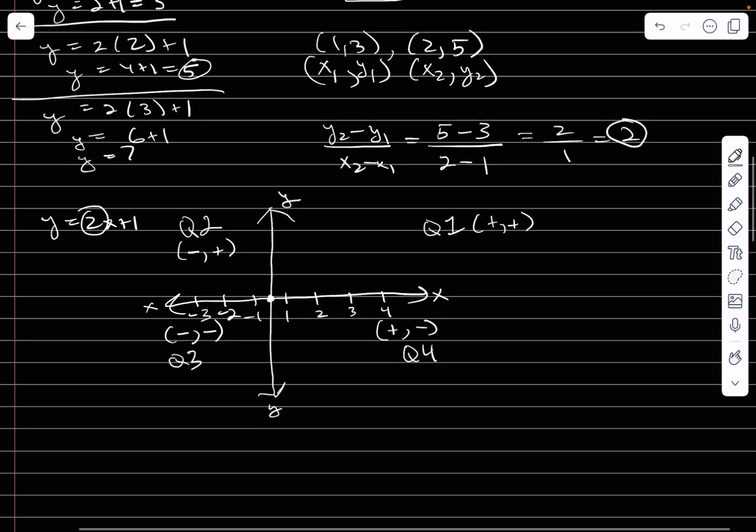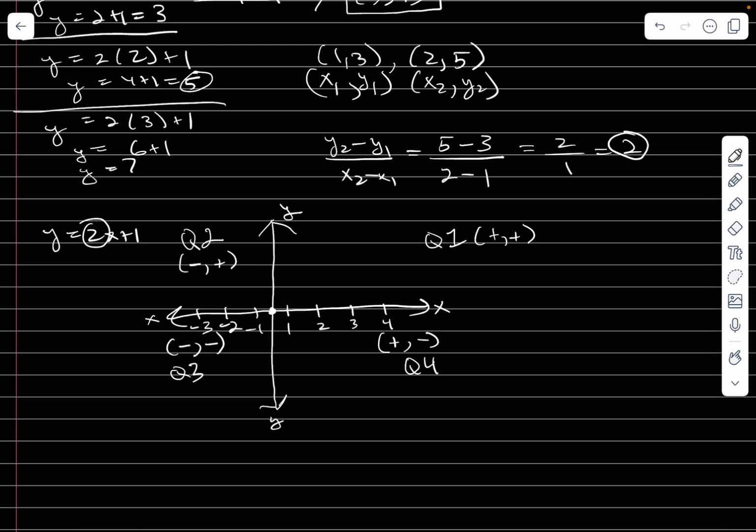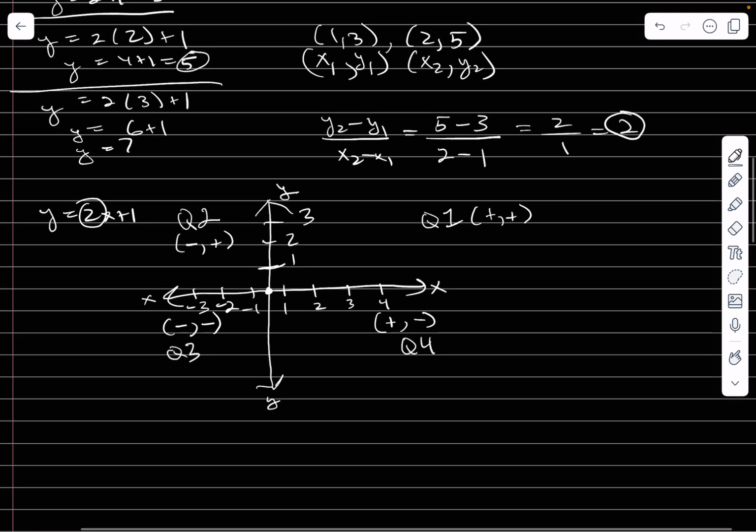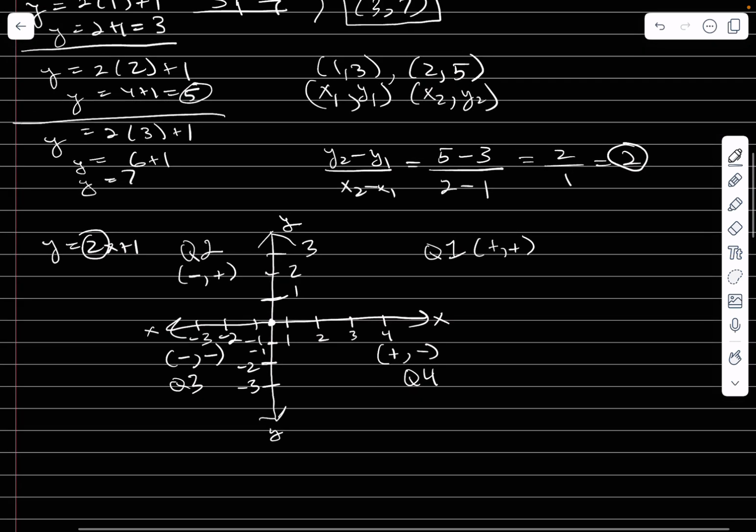Let's now do the y-axis. The y-axis is this vertical axis, while the x is the horizontal right here. So let's go up here. Since we know it's positive in quadrants 1 and 2, we know that it's going to be positive numbers. So we're just going to go 1, 2, and 3. And then here, we're going to go the same: -1, -2, -3.